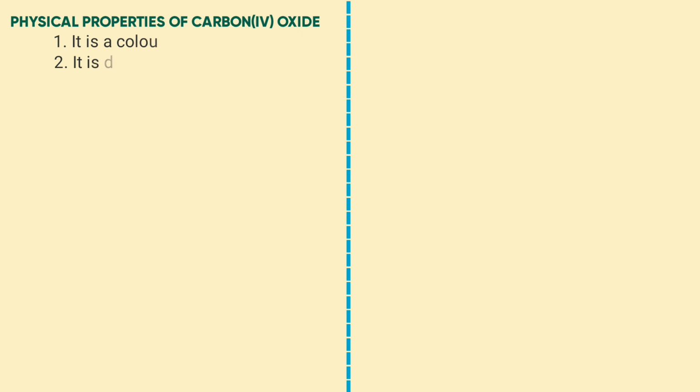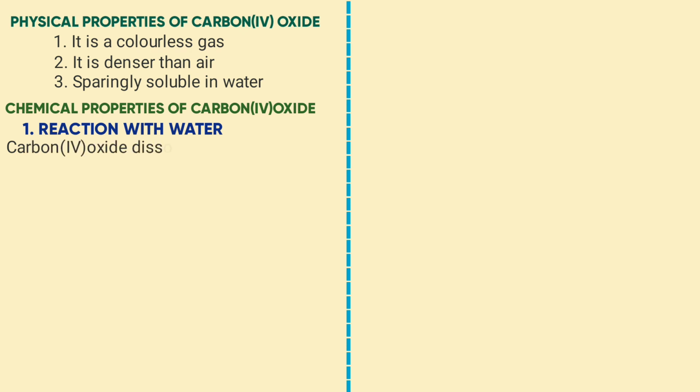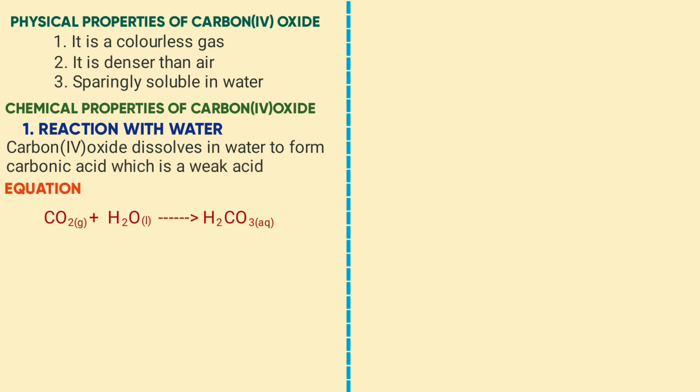Now, physical properties of carbon 4 oxide include: it is a colorless gas. Now, chemical properties include: 1. Reaction with water. Carbon 4 oxide dissolves in water to form carbonic acid, which is a weak acid. Equation for the reaction is CO2 gas plus H2O liquid gives you H2CO3 aqueous.